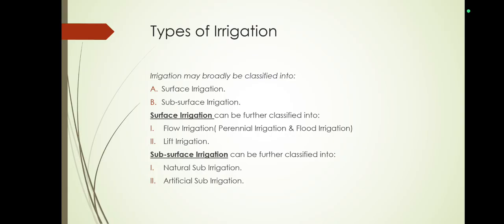And flow irrigation can be further subdivided into perennial irrigation and flood irrigation. And subsurface irrigation is classified into natural sub irrigation and artificial sub irrigation. So, in the next video, I will discuss the types of irrigation broadly.